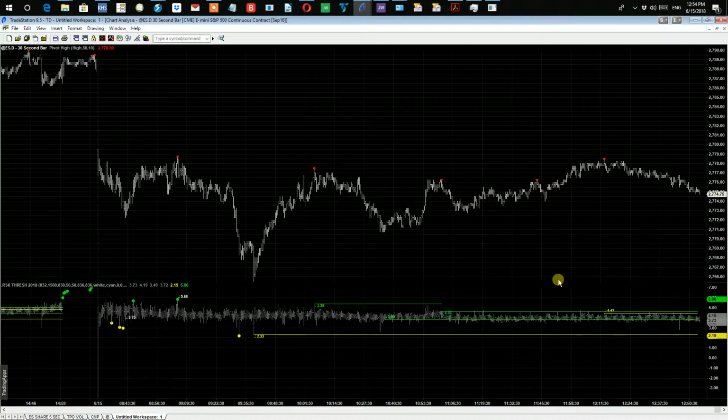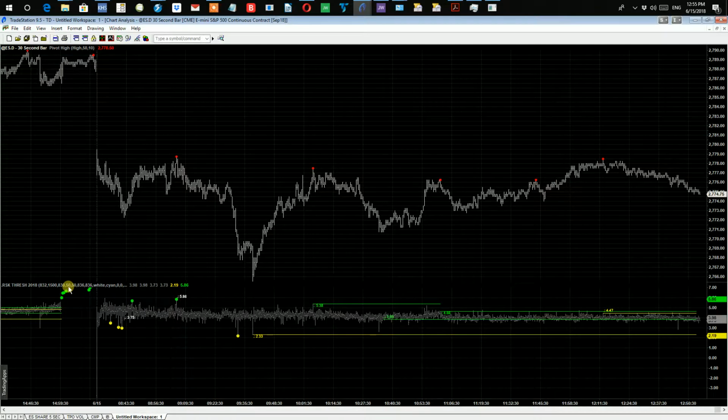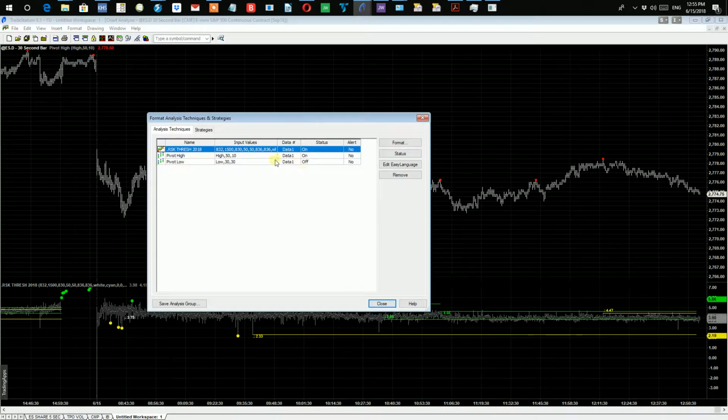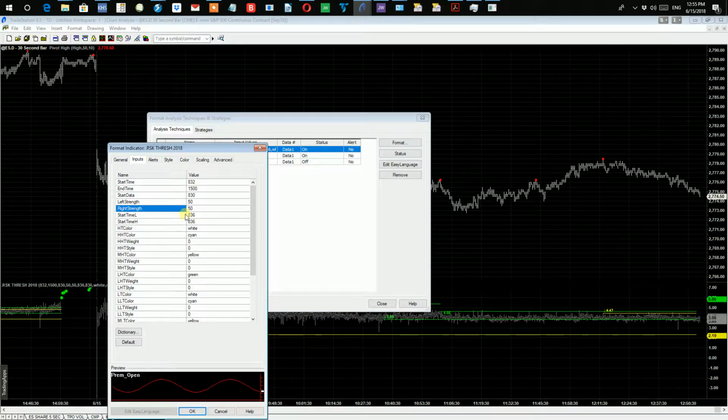But that just gives us the trend. If we're actually trying to trade this, trading the lows, well, we need a much faster setting, but we don't want it too fast. So we can use 50 for our left strength if we want, and a much faster setting for our right strength. So the question is, how fast do we want it? Well, it all depends on how fast you want it to be displayed.